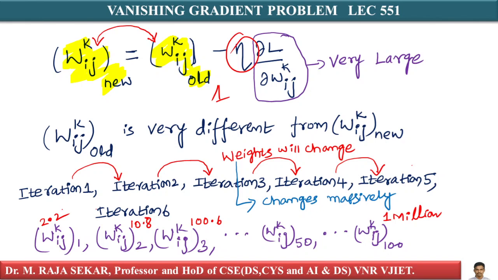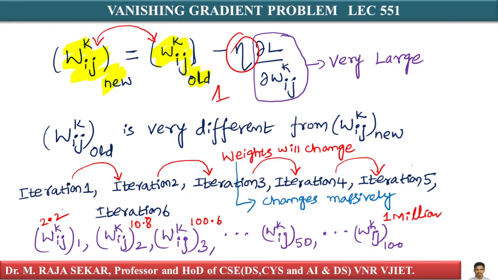Because of this, we will never converge. Literally, even after 50 or 100 iterations, you will not converge, because it keeps changing, because this derivative is a large value and keeps changing. So you don't know where to stop. Weights will change dramatically in all sorts of directions.